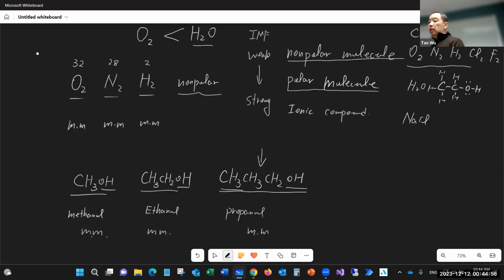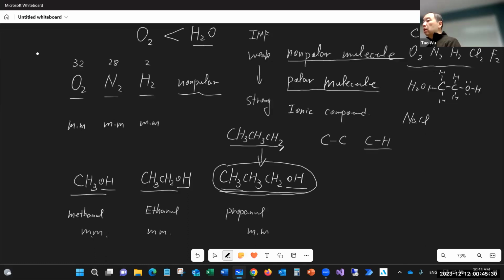And if you compare this one and this one, which one is stronger? Obviously this one, because it is a polar molecule, but this one is non-polar. The reason this one is non-polar is that if an organic compound is made only of carbon-carbon and carbon-hydrogen bonds, those are non-polar bonds. Carbon-hydrogen is a non-polar bond, and carbon-carbon is also non-polar. So if the molecule is made only of carbon and hydrogen, it is going to be non-polar.